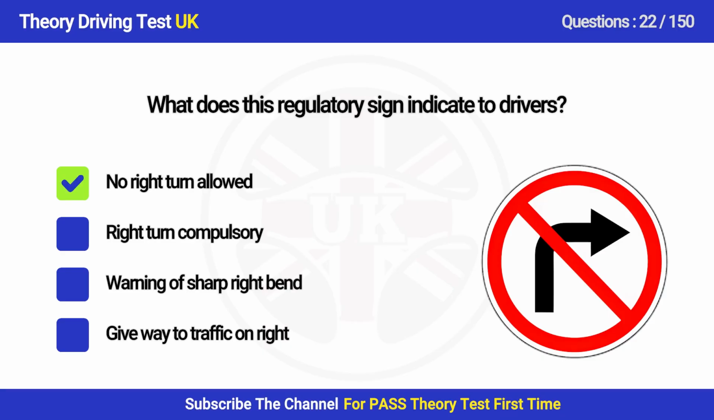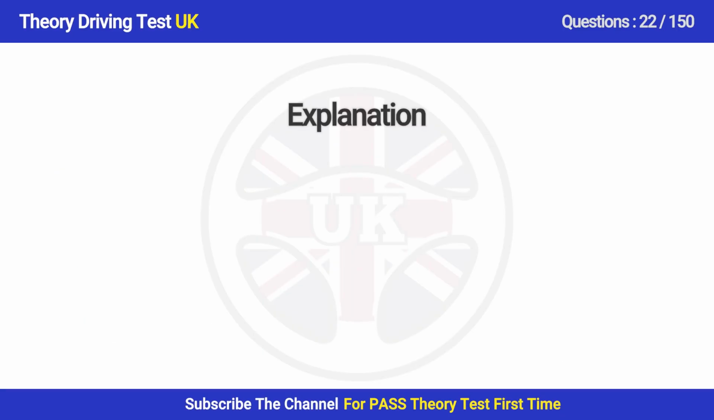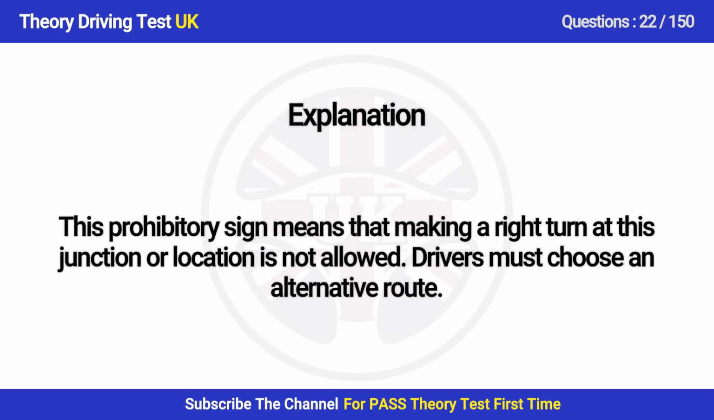Answer is A. No right turn allowed. This prohibitory sign means that making a right turn at this junction or location is not allowed. Drivers must choose an alternative route.